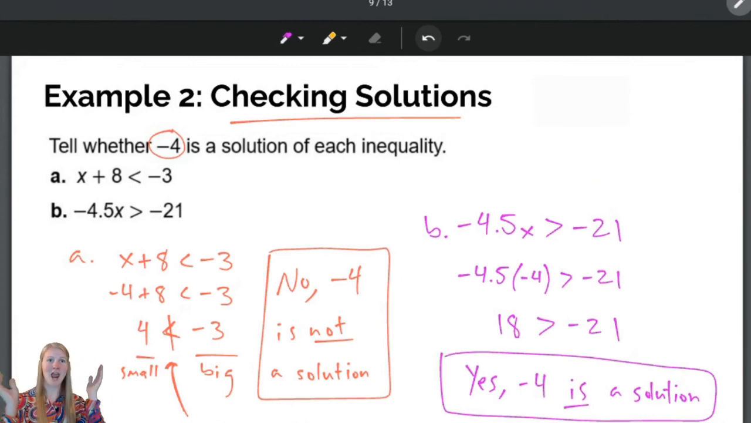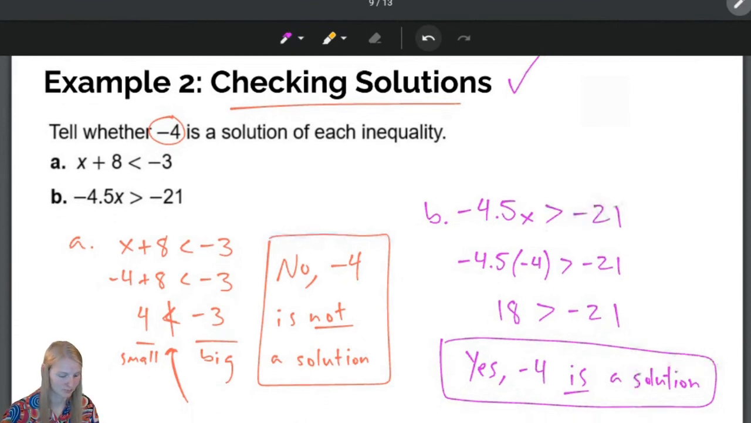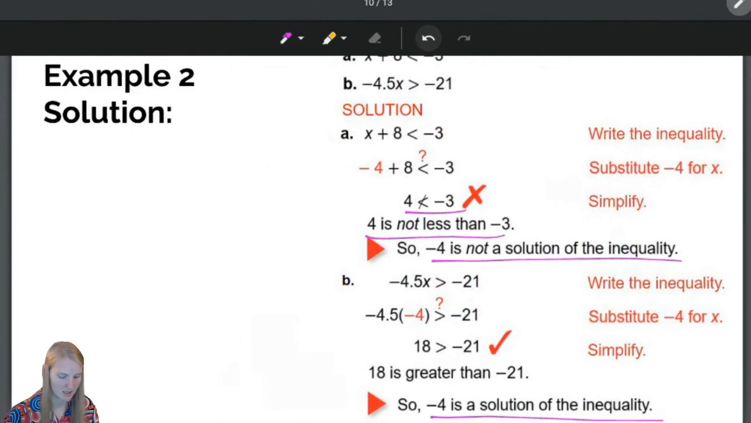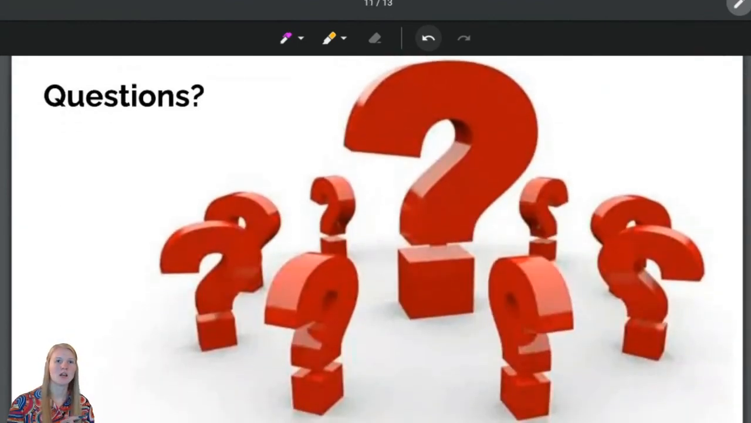Woohoo! Yay! All right. So let's see, our success criteria was that we can write inequalities and we can check their solutions. We wrote inequalities in the last example, and look right here, we checked solutions. So, oh good, we check our answer. 4 is not less than -3, so -4 is not a solution. -4 is a solution. Wonderful. Okay, so, did you meet the success criteria? Did you learn how to write inequalities and check their solutions?